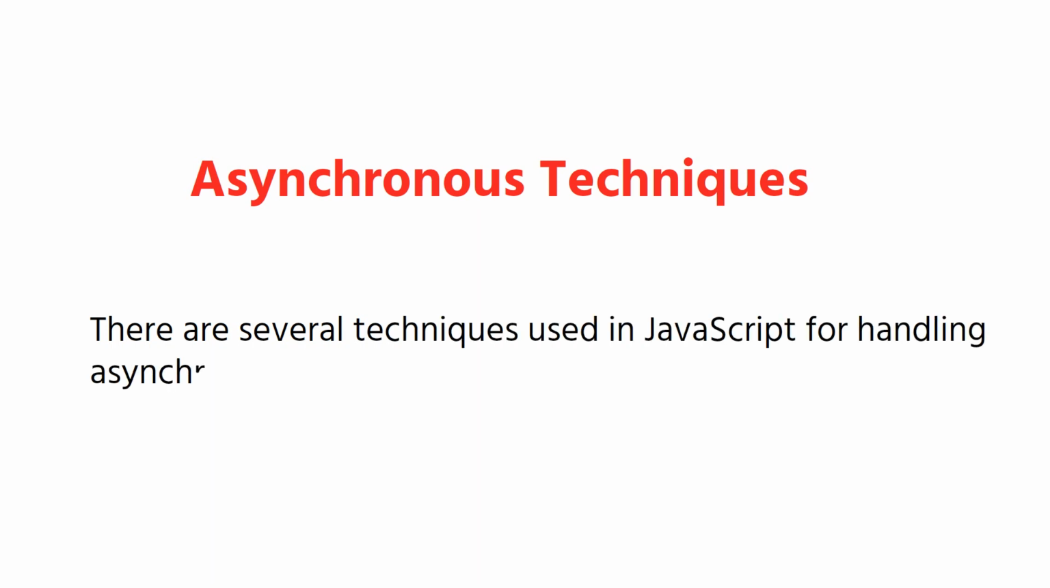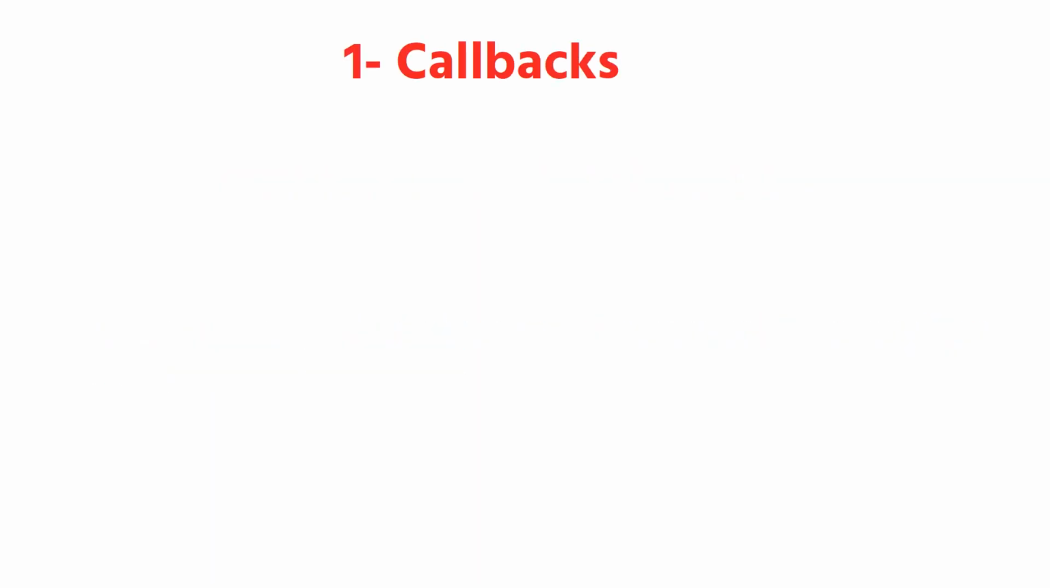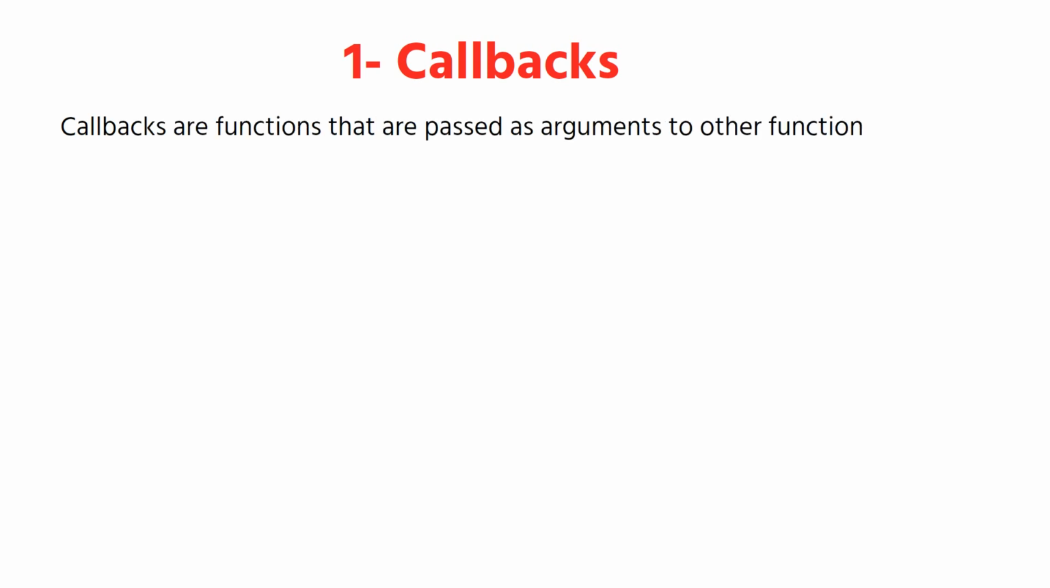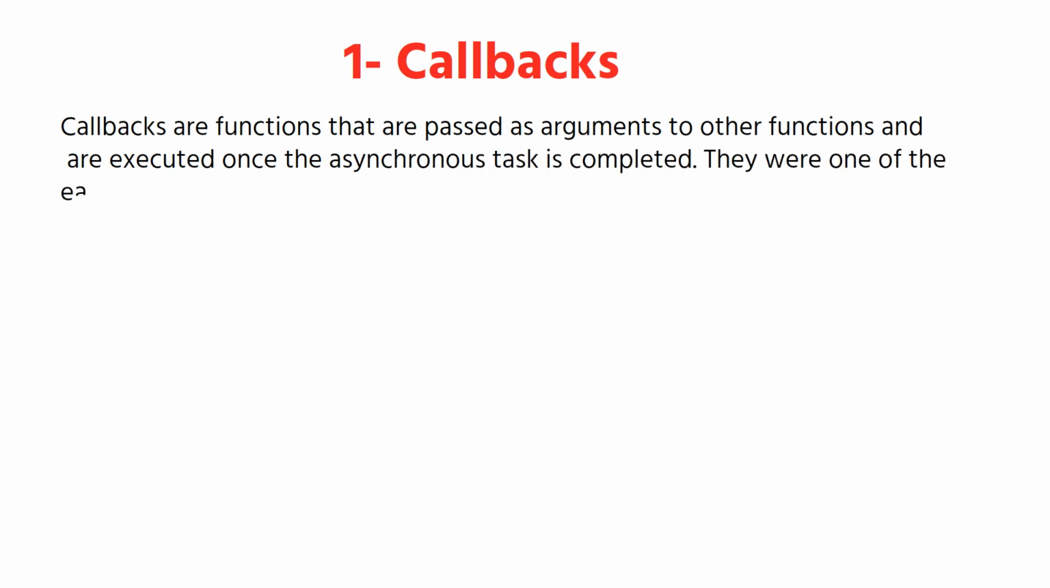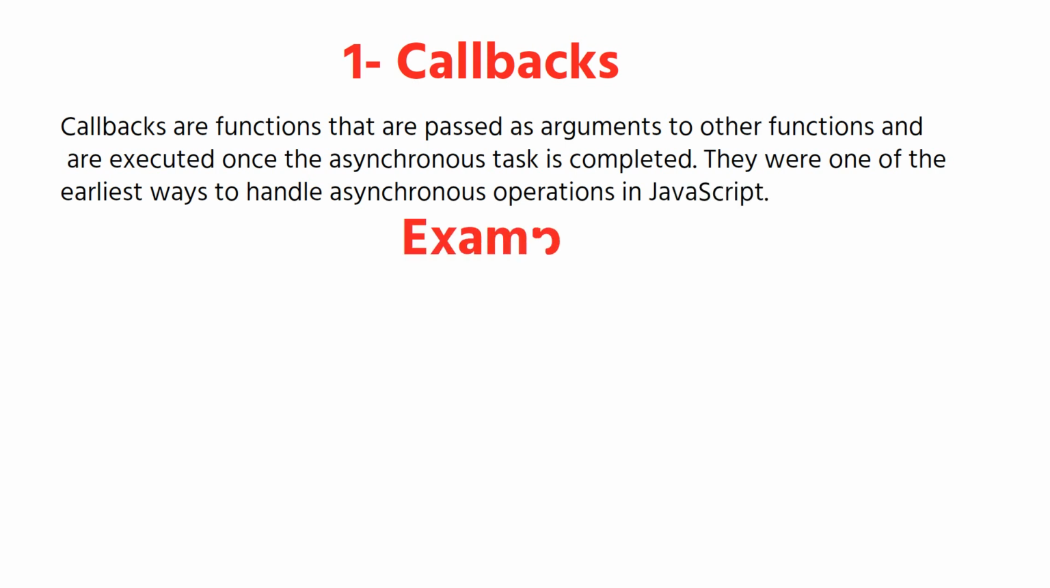Asynchronous techniques. There are several techniques used in JavaScript for handling asynchronous operations. Callbacks. Callbacks are functions that are passed as arguments to other functions and are executed once the asynchronous task is completed. They were one of the earliest ways to handle asynchronous operations in JavaScript.